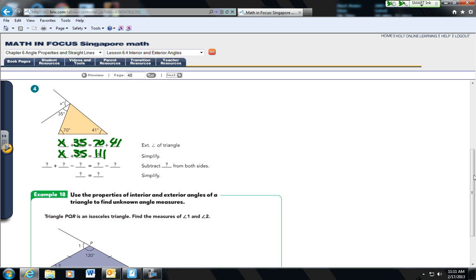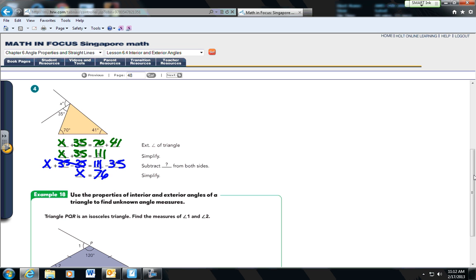Now we get the x by itself by getting rid of the 35. So x plus 35, to get rid of plus 35, we do the opposite, which is to subtract 35. Then you have the 111, subtract 35 from the right side as well, keeping our equal sign honest. The 35s cancel, x is by itself, and 111 minus 35 is 76. So x has to be 76.